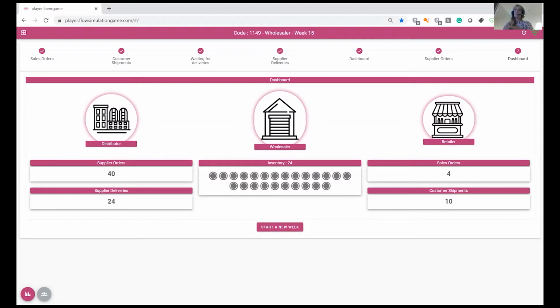Today, I'm going to show you how our flow simulation game works. It's our digital game for supply chain trainings, for beginners and also for advanced supply chain managers. I'm the wholesaler, the supply chain manager of the wholesaler, and I'm going to show you how it works for one week and what the main results of this simulation are. So let's start a new week.